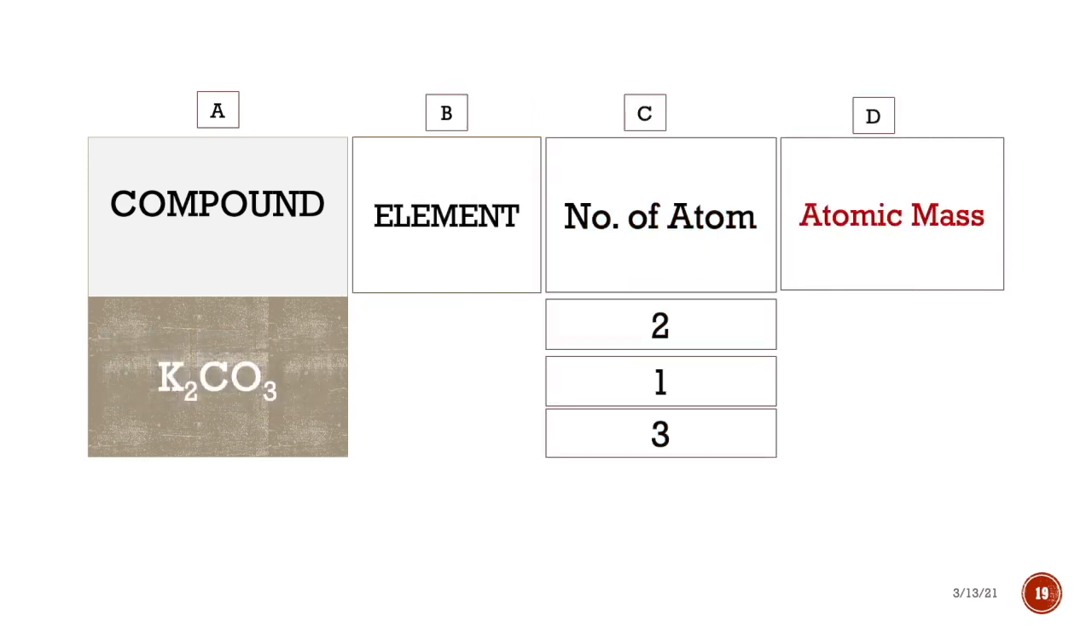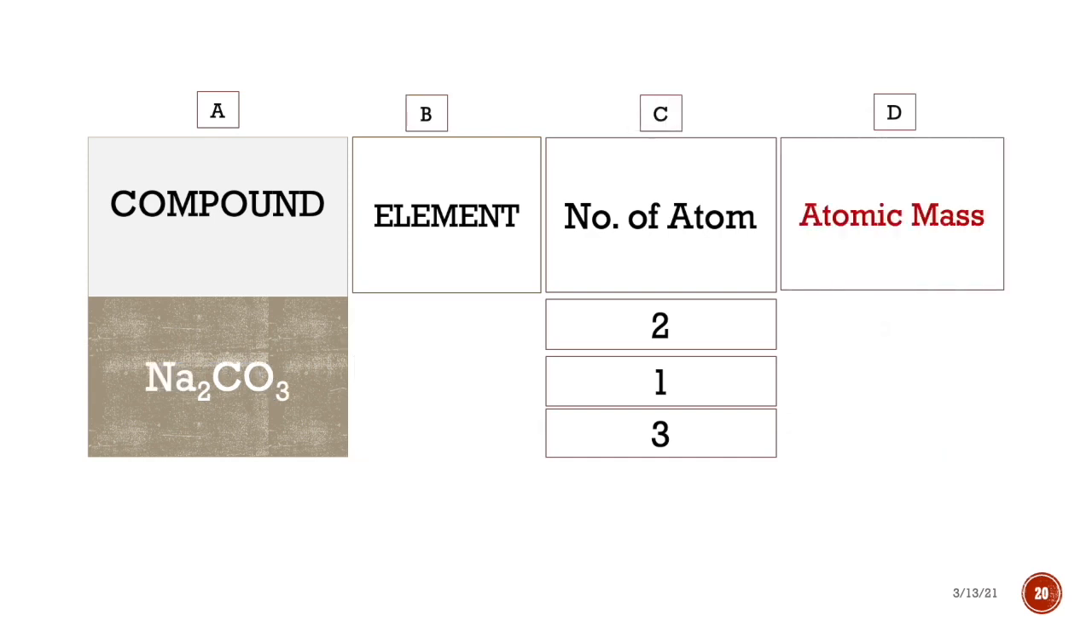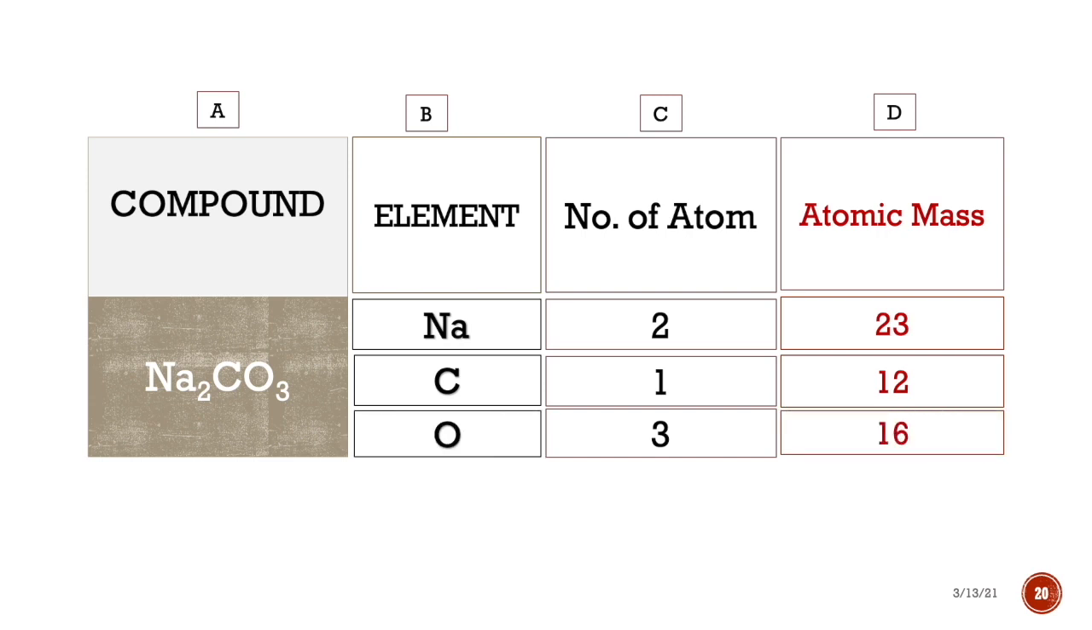Next, identify the atomic mass of these elements using the periodic table. For the compound potassium carbonate, let's start with potassium. Its atomic mass is 39. Carbon, 12, and oxygen, 16. For the compound sodium carbonate, we have for sodium, 23, carbon, 12, and oxygen, 16.